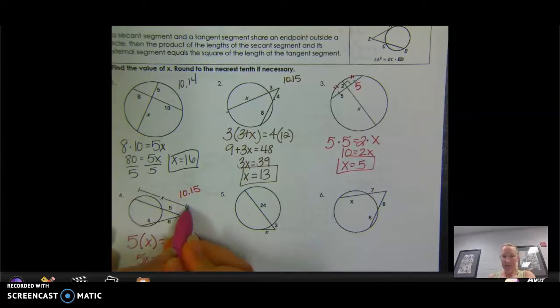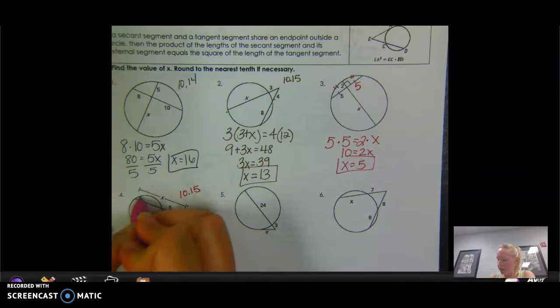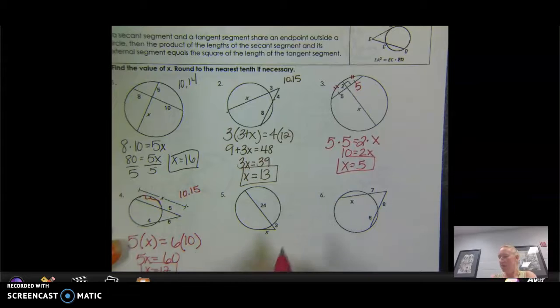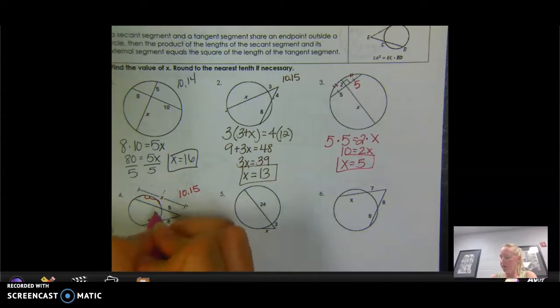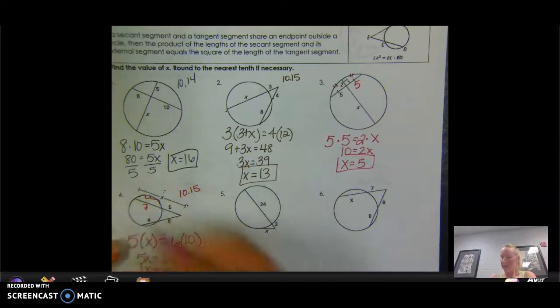Now that's the entire length. Let's say that they went ahead and said, okay, that's the entire length, but what is this piece right here? Well, to get just that piece, I would take this 12, the whole length, minus the 5 that we have there, and I'm left with 7.